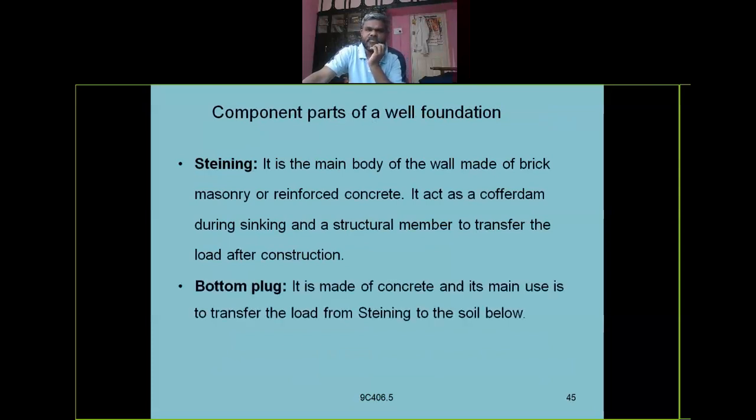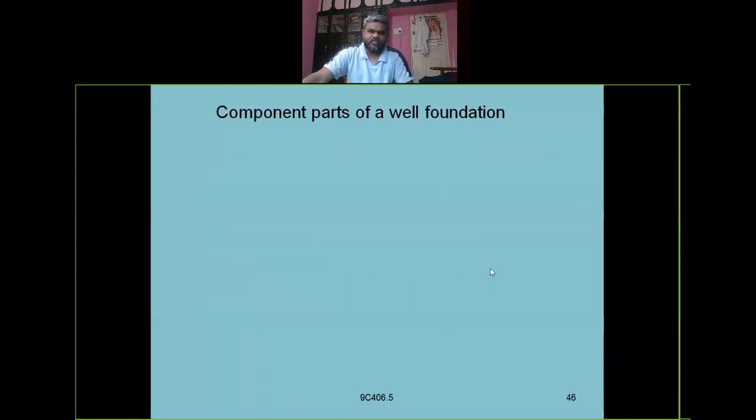Staining means it is the main body of the well, made by brick masonry or reinforced concrete. It acts as a coffer dam during the sinking, meaning not allowing water into the well foundation, right? It is impermeable during sinking, and a structural member to transfer the load. Bottom plug is made up of concrete, and its main use is to transfer the load from the staining to the soil below, right?